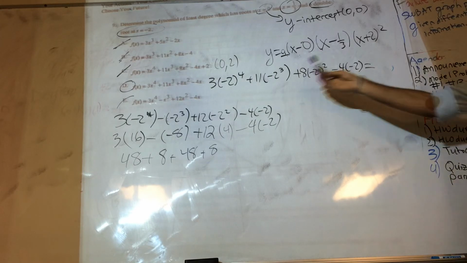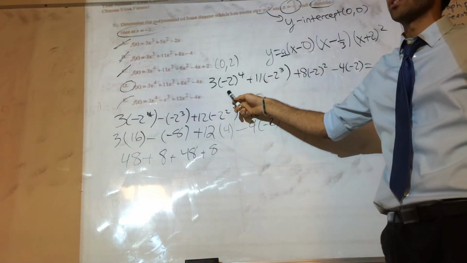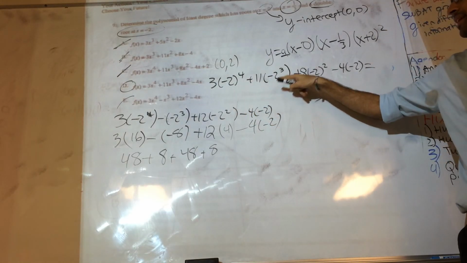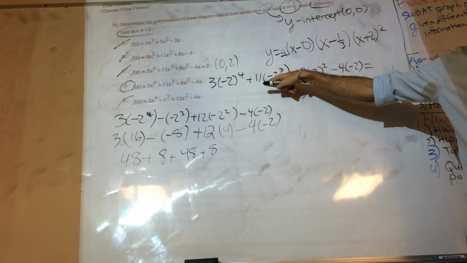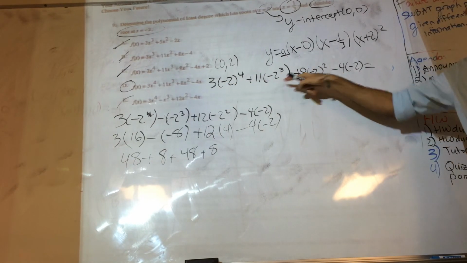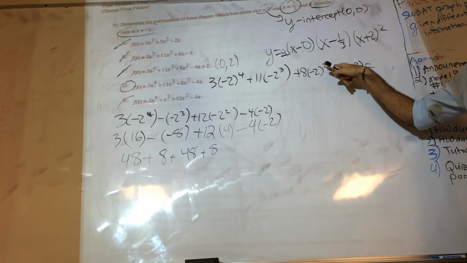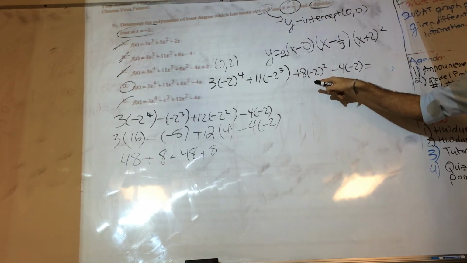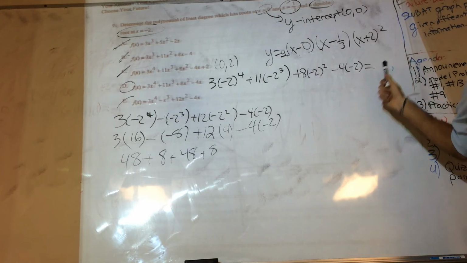If you do the math on D, by the way, negative 2 to the 4th power is 16. 16 times 3 is 48. 48 plus negative 2 cubed is negative 8 times 11 is negative 88. 48 plus negative 88 is negative 40. Plus 4 times 8 is 32. Negative 40 plus 32 is negative 8. Negative 8 plus positive 8 is 0.